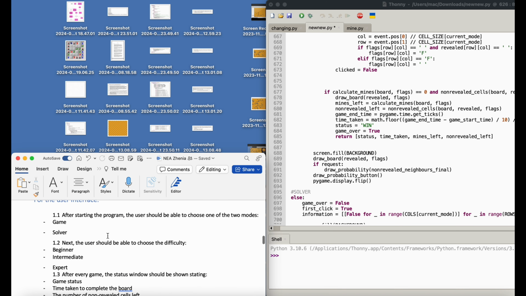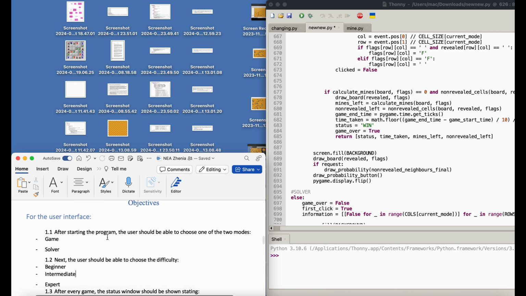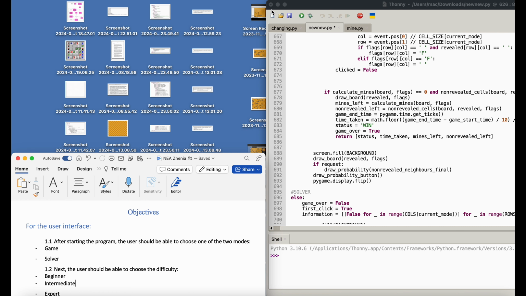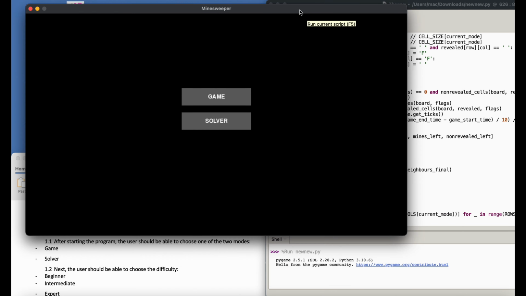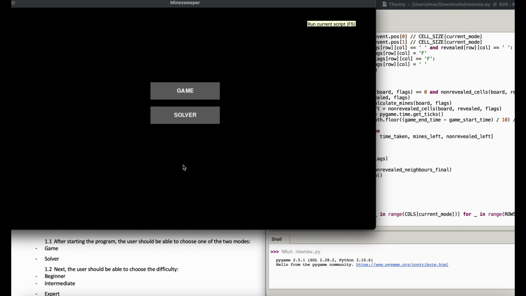The first category is the user interface objectives. The Minesweeper consists of one Python file, which I'm going to run right now. Objective 1.1. After starting the program, the user should be able to choose one of the two modes. Here we can see the initial screen, which consists of two buttons. We can choose either of them, which are the game and solver.